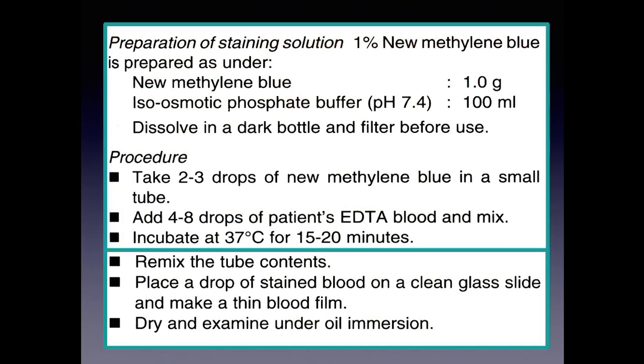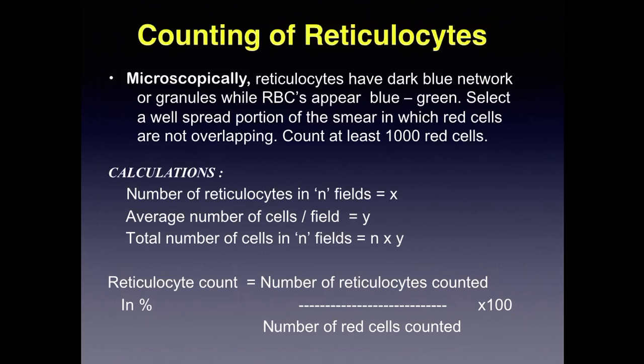Now coming to the procedure and preparation of the staining solution, we use 1% new methylene blue. You need to take 2 to 3 drops of new methylene blue in a small test tube. Add 4 to 8 drops of the patient's EDTA blood and mix thoroughly. Incubate this mixture at 37 degrees centigrade for 15 to 20 minutes. Once the incubation is completed, remix the tube contents. Place a drop of the stained blood on a clean glass slide and make a thin blood film. Once it is dry, examine it under oil immersion.